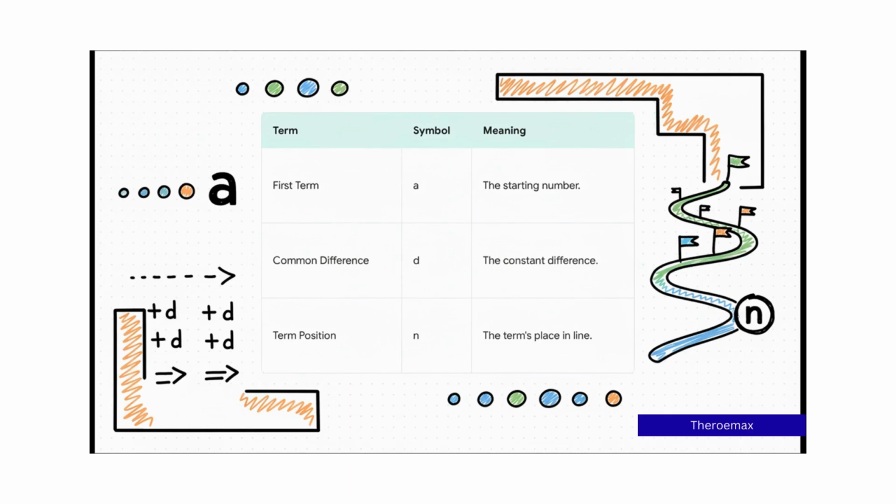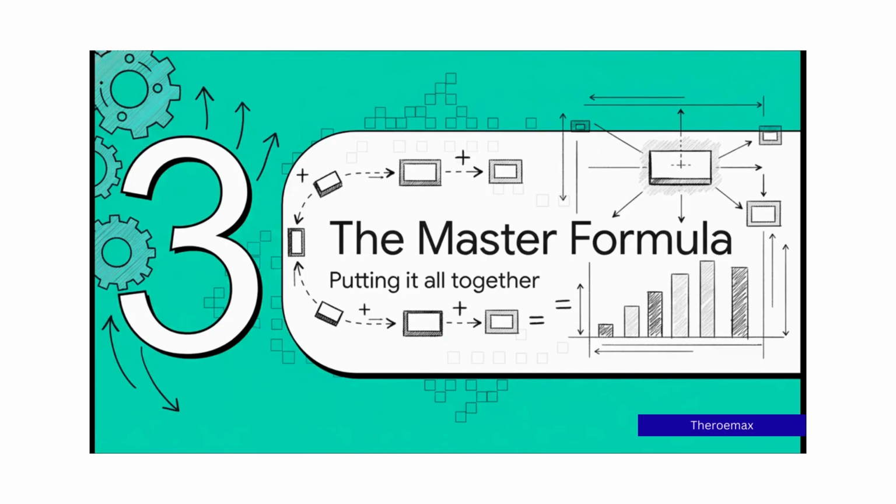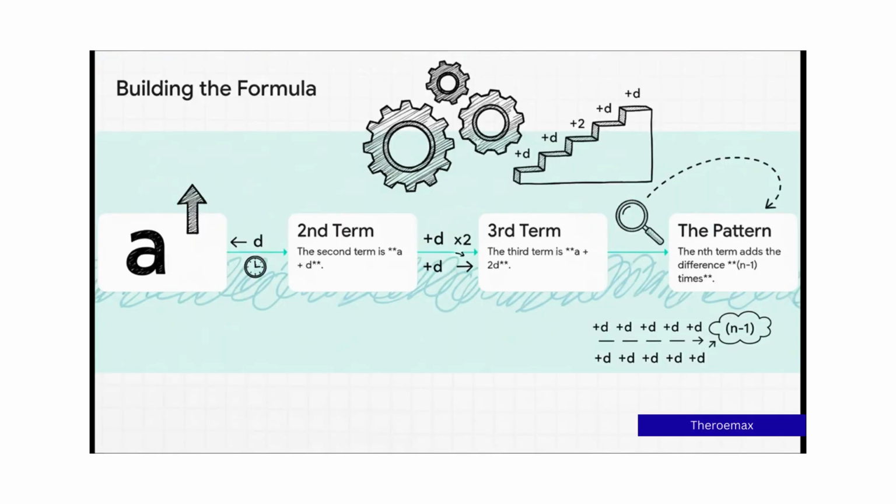Just A, D, and N. That's all we need. So, we've got the parts, right? We know our A, D, and N. Now we're going to put them all together to build the master key, a formula that lets us find any term in a sequence without having to write out the entire list. Let's actually build this thing together so it makes sense and you never forget it.